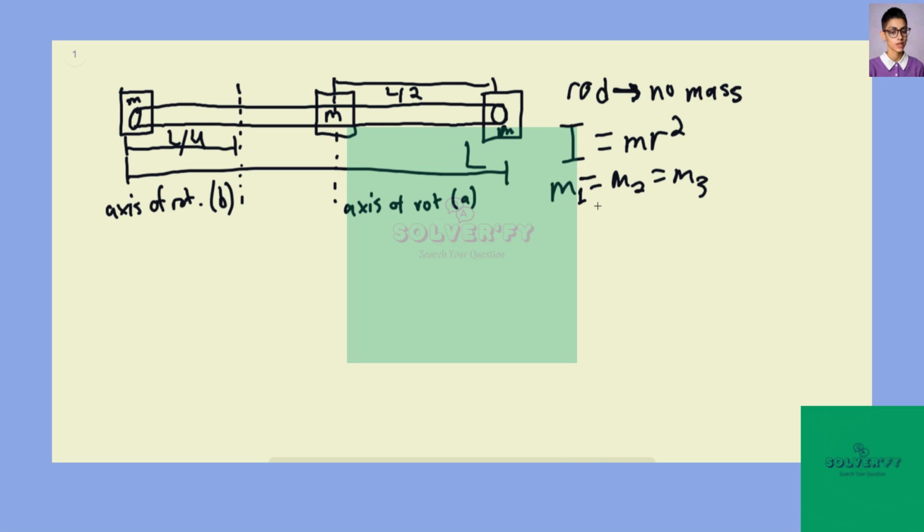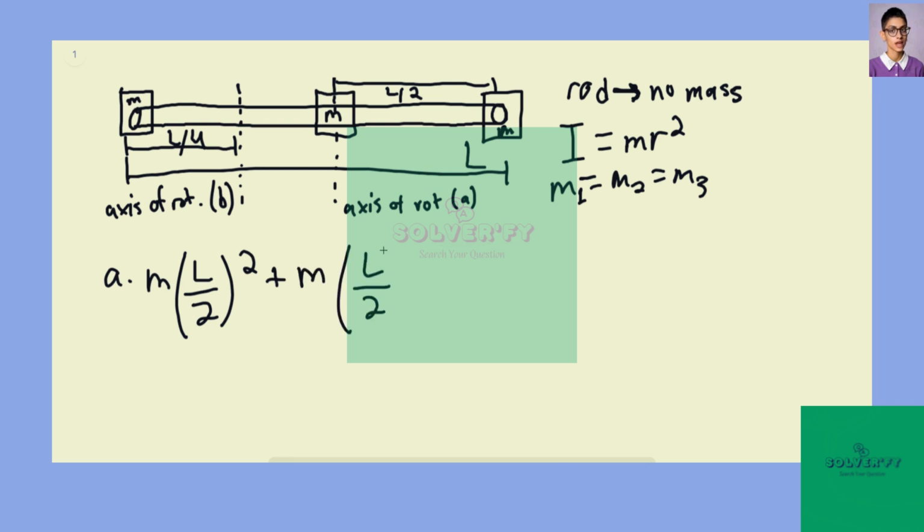So for part A, when the axis of rotation is directly in the middle, we can say m, and then r would be L over 2 squared, plus m L over 2 squared. So these account for these two masses here, this mass and this mass. And because this mass lies on the axis of rotation, you can account for it, but it's going to go away because it would be 0.